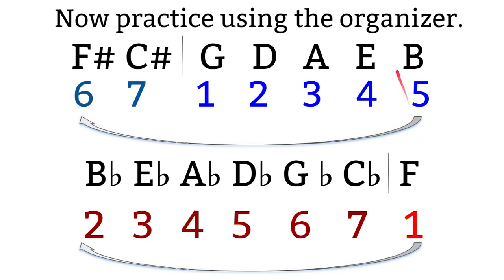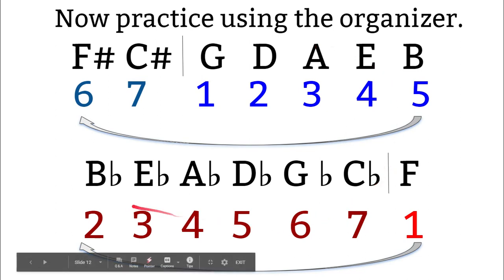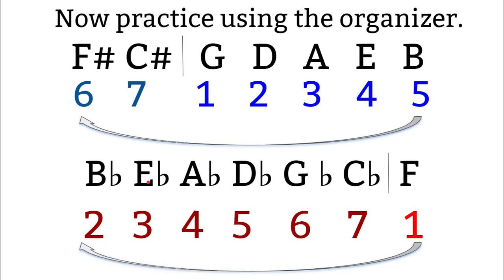Let's do one more on this side. The key of B, or the scale B, has five sharps, and they are F sharp, C sharp, G sharp, D sharp, A sharp. Now let's do the reverse. So you have a key that has three flats. Three flats is the key of E flat, or the scale E flat.